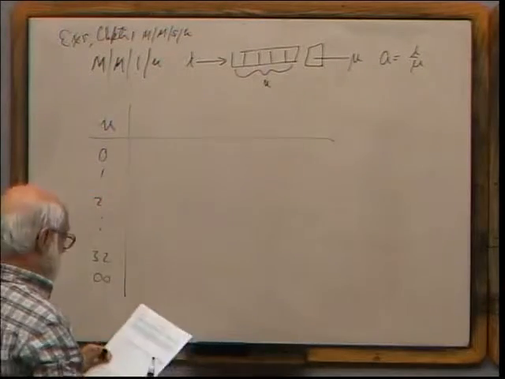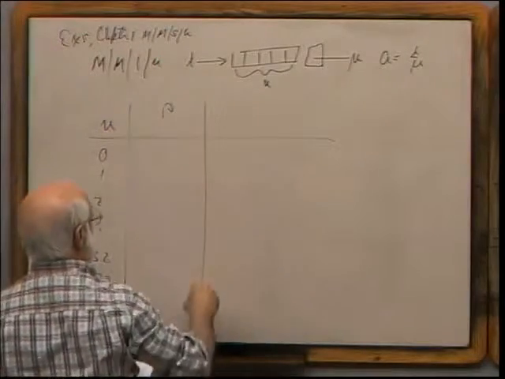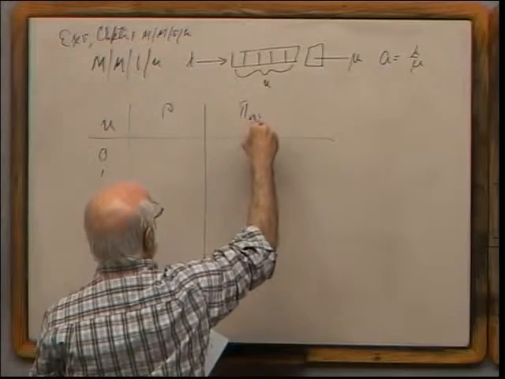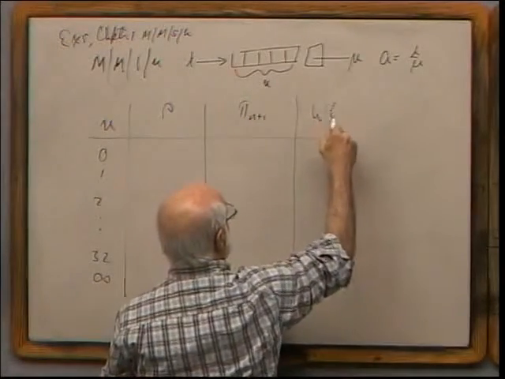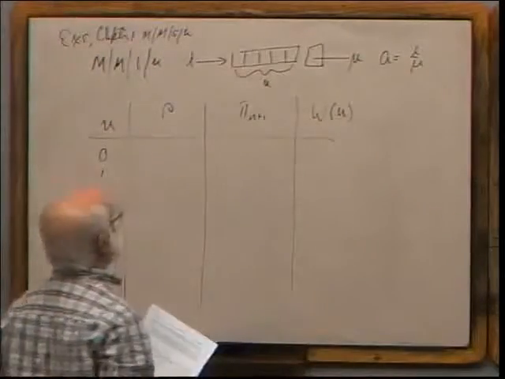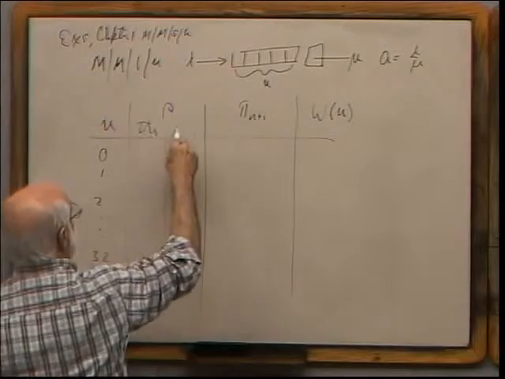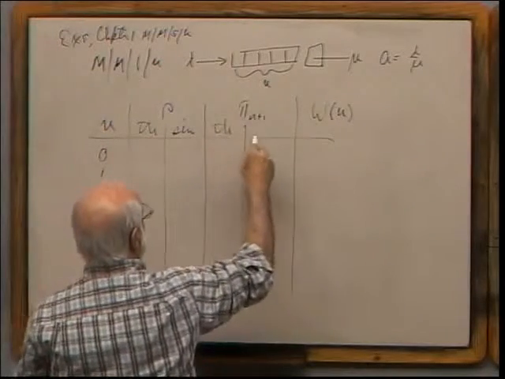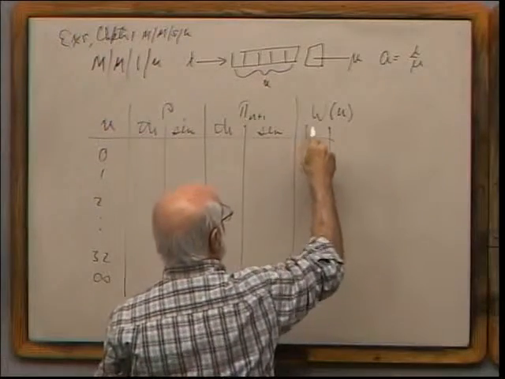Now here it asks you to calculate certain things. It asks you to calculate rho, pi sub n plus 1, and W of n. And it asks, of course, as usual, to do theory and simulation. Theory, simulation. And theory, simulation.